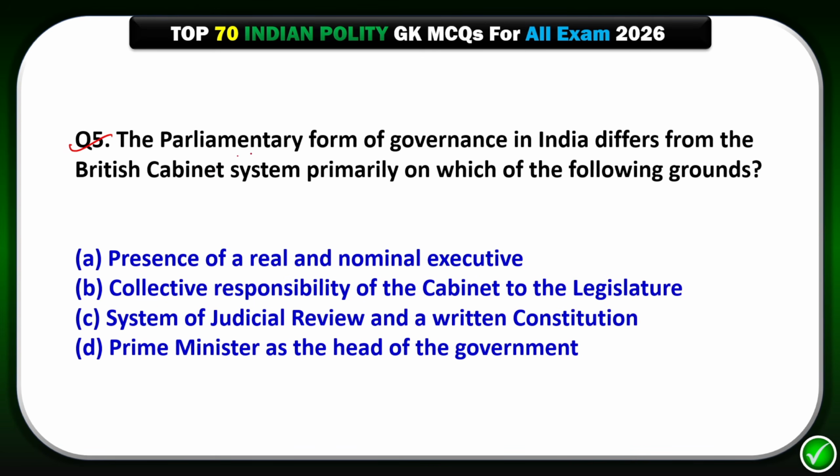Question number 5. The parliamentary form of governance in India differs from the British cabinet system primarily on which of the following grounds? Option number C is the right answer. System of judicial review and a written constitution.